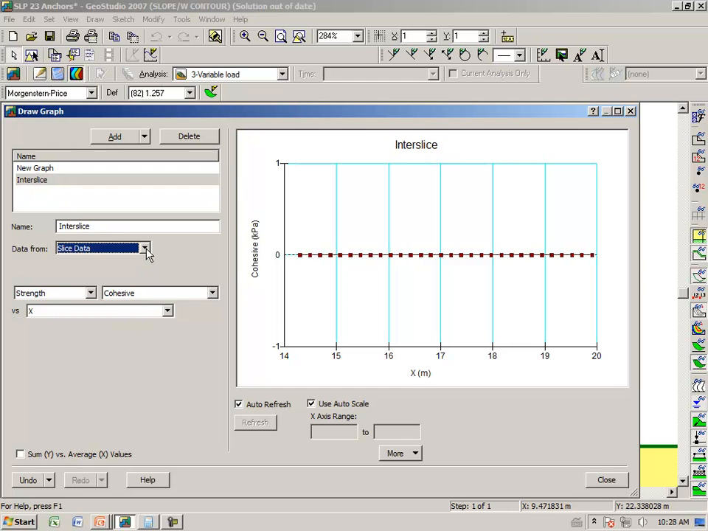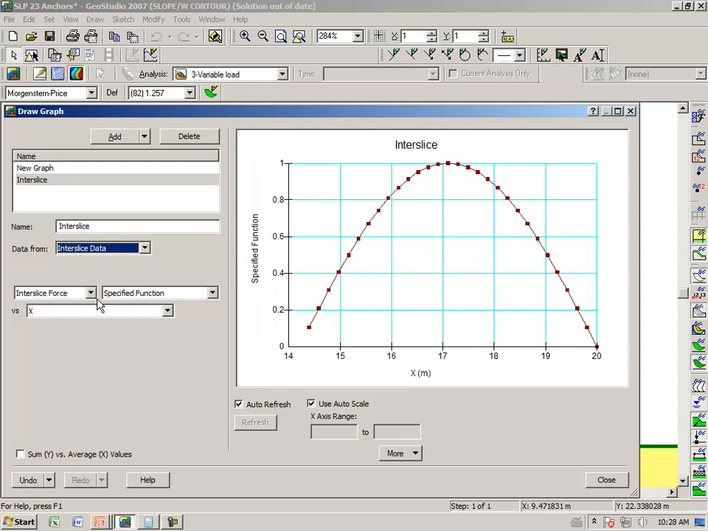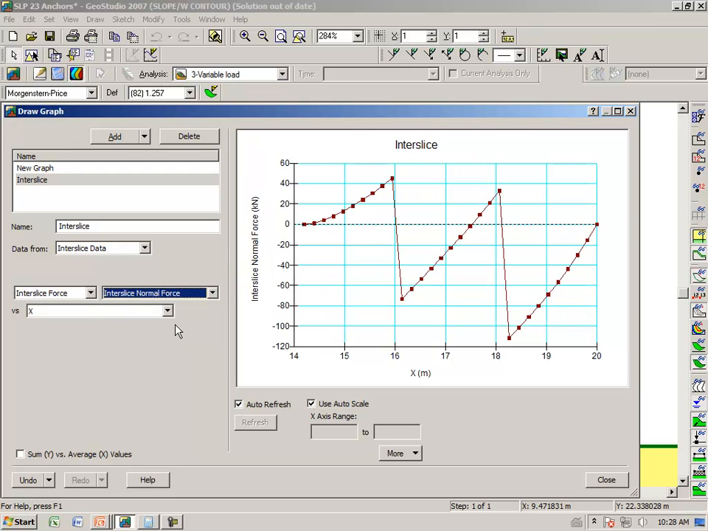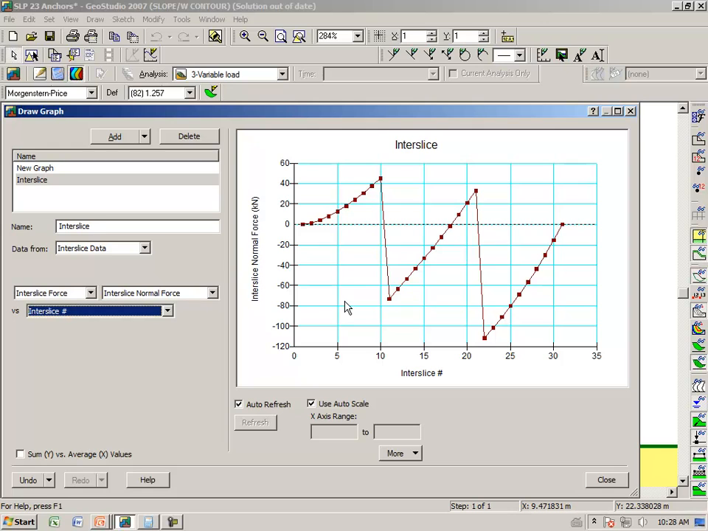And we look at interslice data, and we want to look at the interslice shear forces, the interslice normals versus slice number. And notice now how the interslice normal is positive, but then goes negative for a ways, becomes positive, and again goes negative.